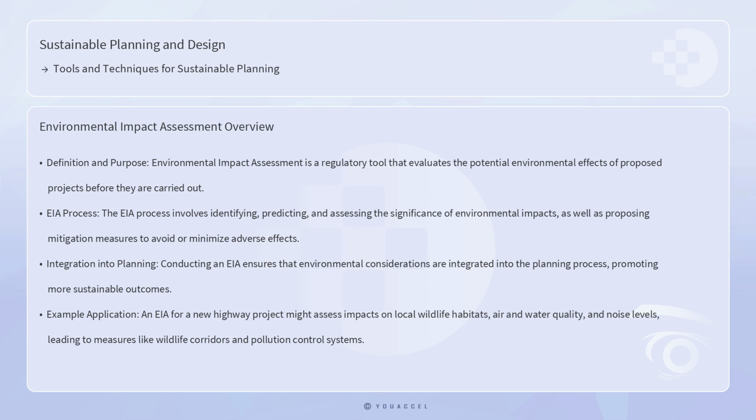For instance, an EIA for a new highway project might assess the impacts on local wildlife habitats, air and water quality, and noise levels, leading to the implementation of measures such as wildlife corridors, pollution control systems, and noise barriers. By addressing these impacts early in the planning process, project managers can prevent or mitigate negative environmental effects, contributing to the overall sustainability of the project.